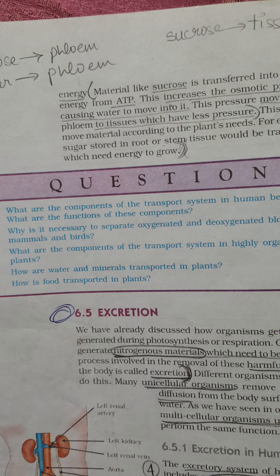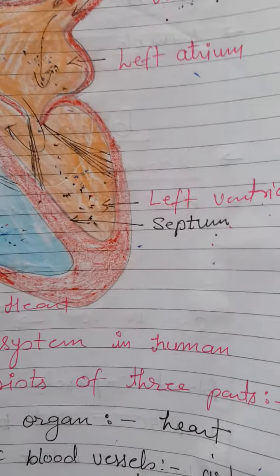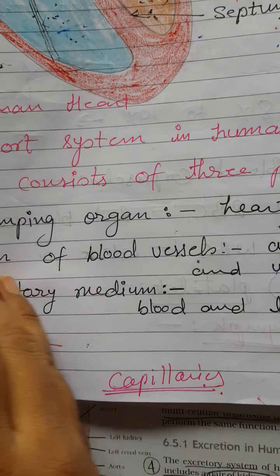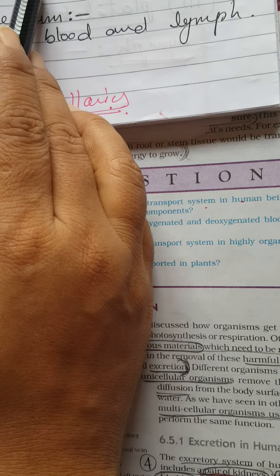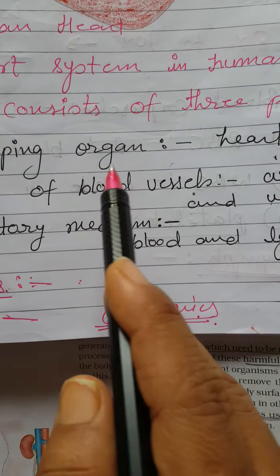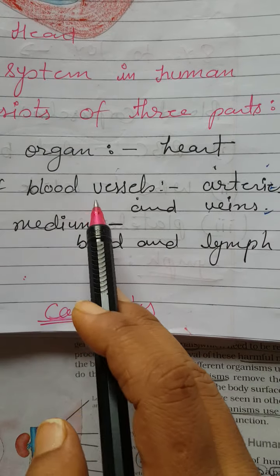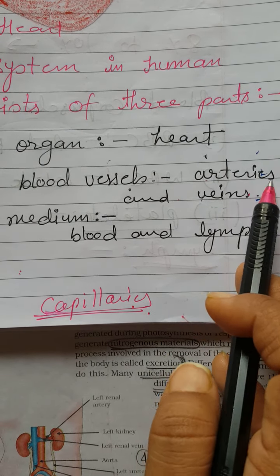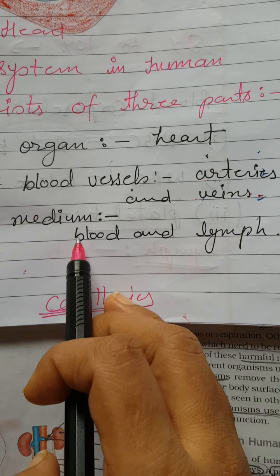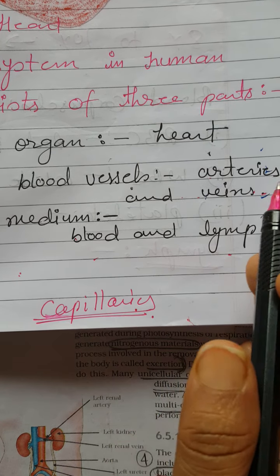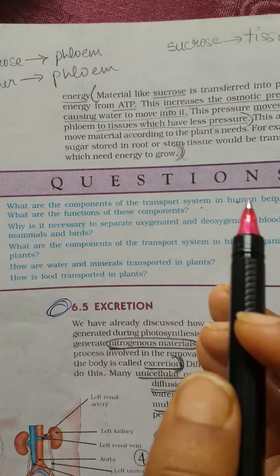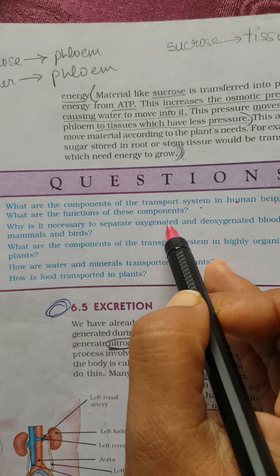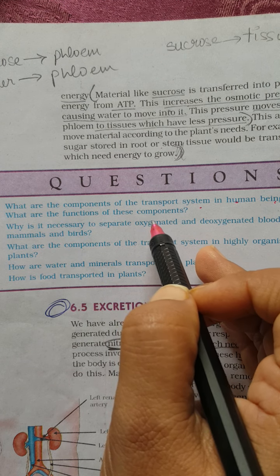As I have discussed, the main components of the transport system in human beings are a pumping organ, that is the heart, a system of blood vessels, that is arteries, veins and capillaries, and a circulatory medium, blood and lymph. So you can explain about these things: heart, arteries, veins, capillaries, blood and lymph. See, what are the functions of these components? You have to write the functions of these components also.